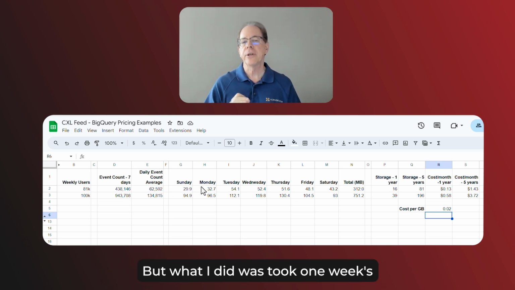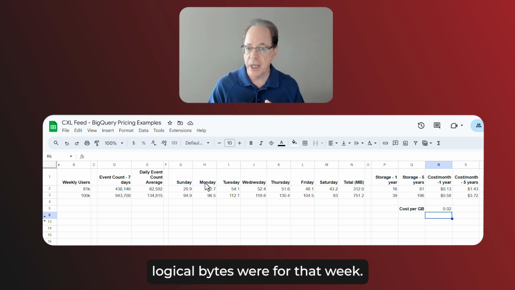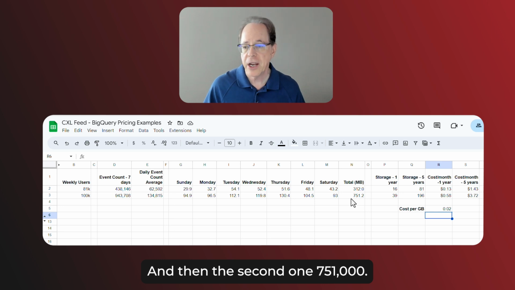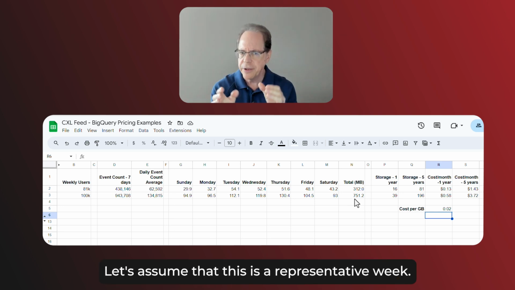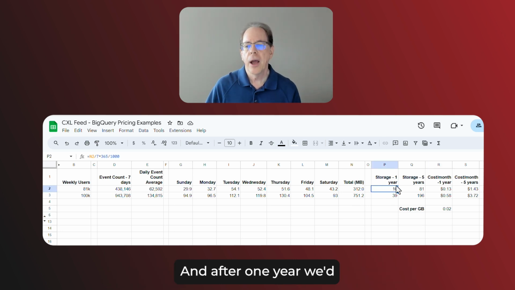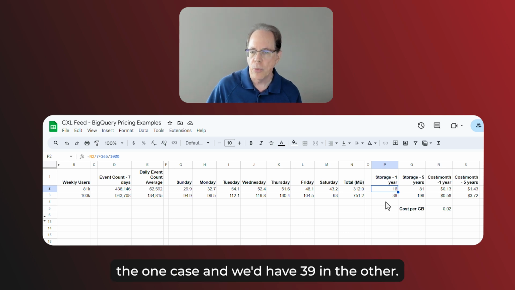But what I did was take 1 week's worth of data to get a total of what the number of logical bytes were for that week. And we have, in one case, 312 megabytes of data stored in 1 week, and in the second one, 751. So let's go out a year. Let's assume that this is a representative week, and after 1 year, we'd have 16 gigabytes in the one case, and we'd have 39 in the other.